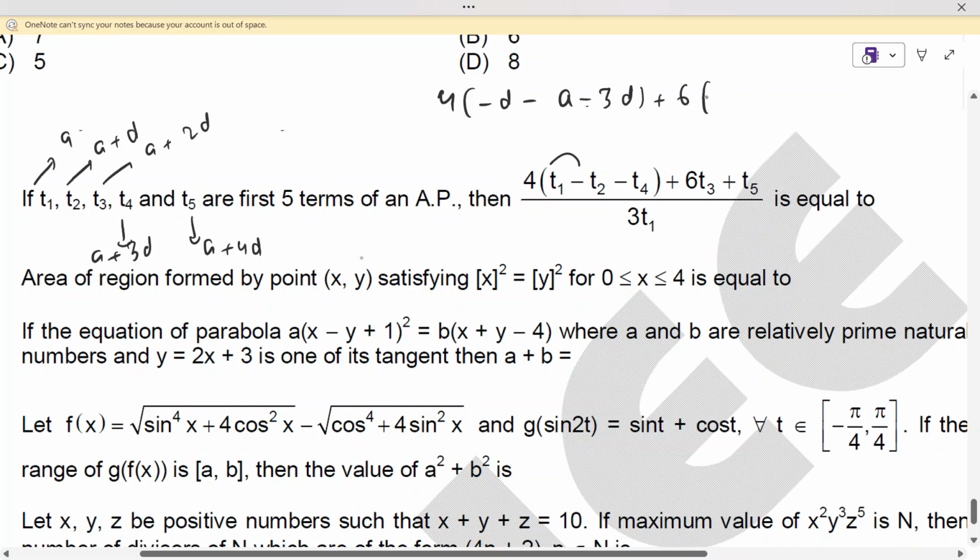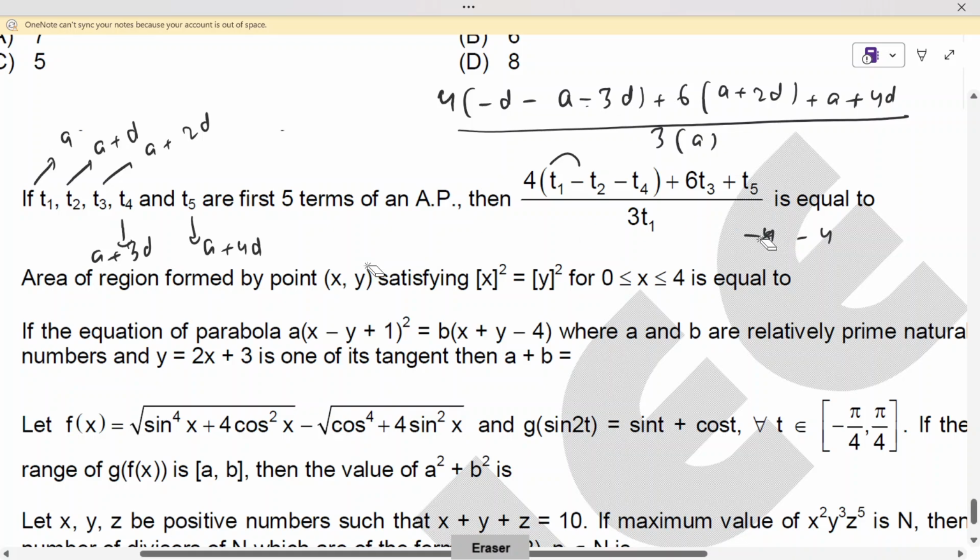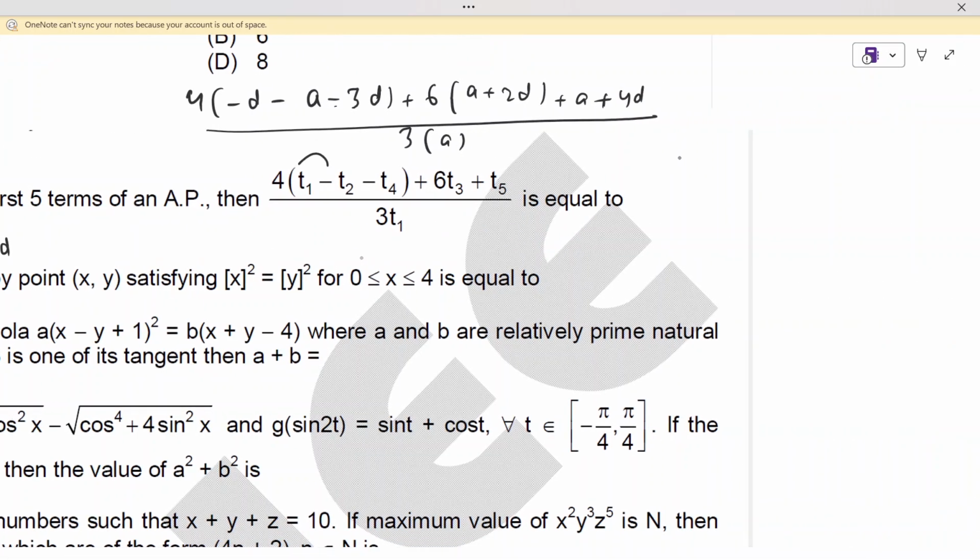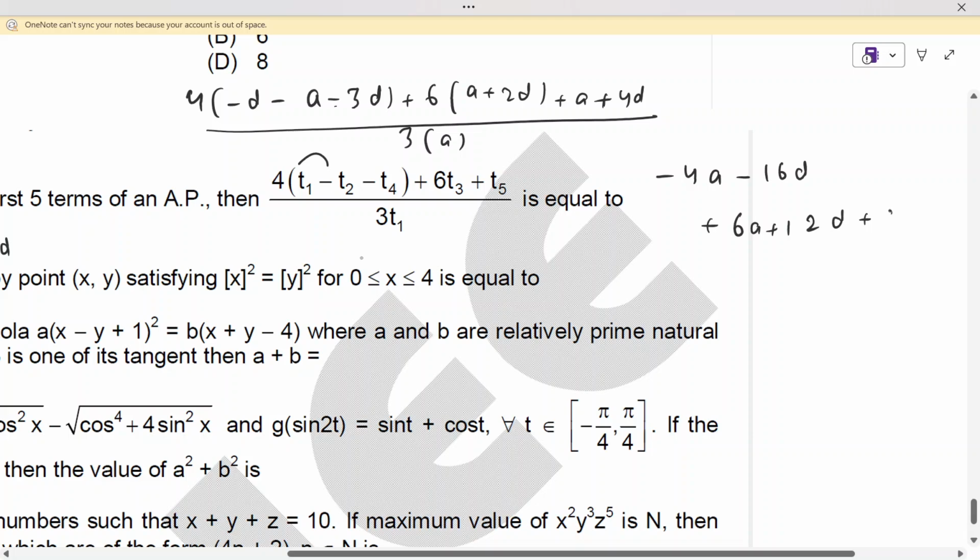Plus 6 into T3, which will be A plus 2D, plus T5, which will be A plus 4D, divided by 3 times T1. T1 is A. So minus 4A minus 4D, minus 4A minus 16D, plus 6A plus 12D, plus A plus 4D. So the D terms will cancel. 7A minus 4A is what? Again 3A. So 3A by 3, that is 1. Very simple, no?